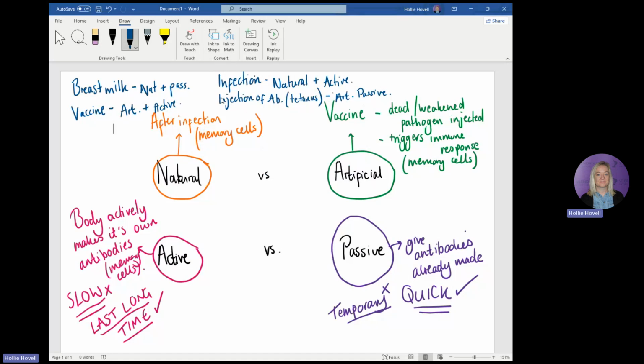So sometimes you need to work out the combination. Is it natural or artificial? Is it active or passive? Right, we've got one more section to do, which is about autoimmune diseases.